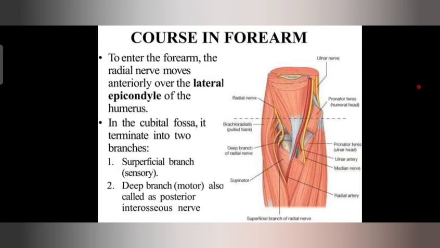Next is the course in the forearm. So to enter the forearm, the radial nerve moves anteriorly over the lateral epicondyle of the humerus. And in the cubital fossa, it terminates into 2 branches, that is the superficial branch and the deep branch. The superficial branch is mainly sensory and the deep branch is motor, also called the posterior interosseous nerve.